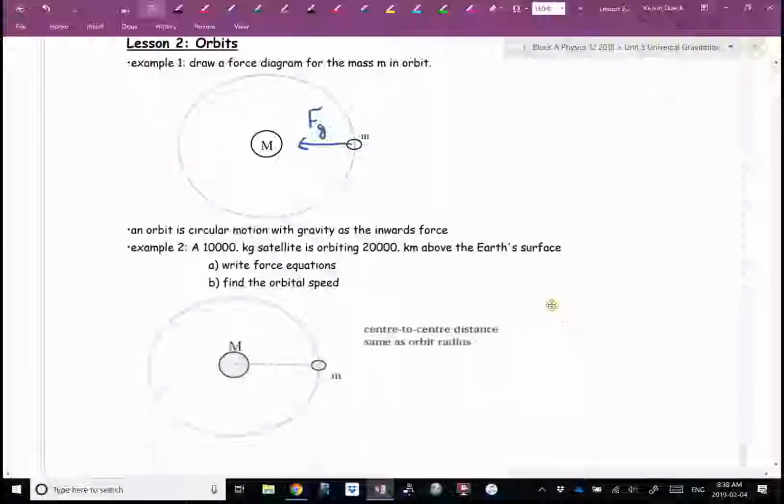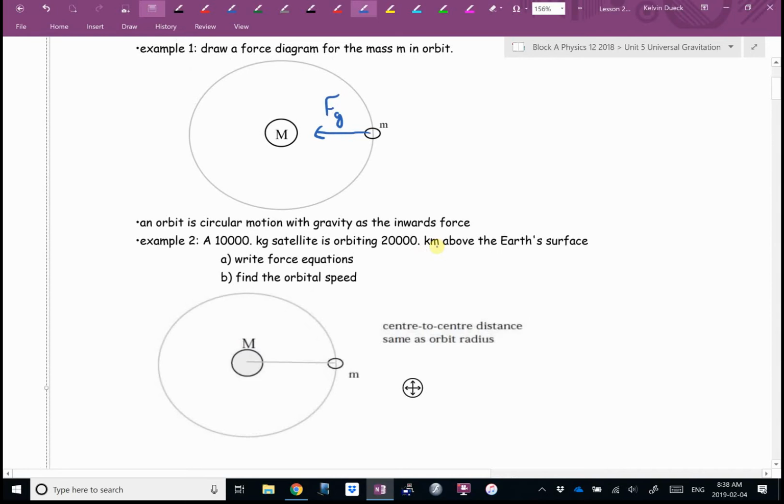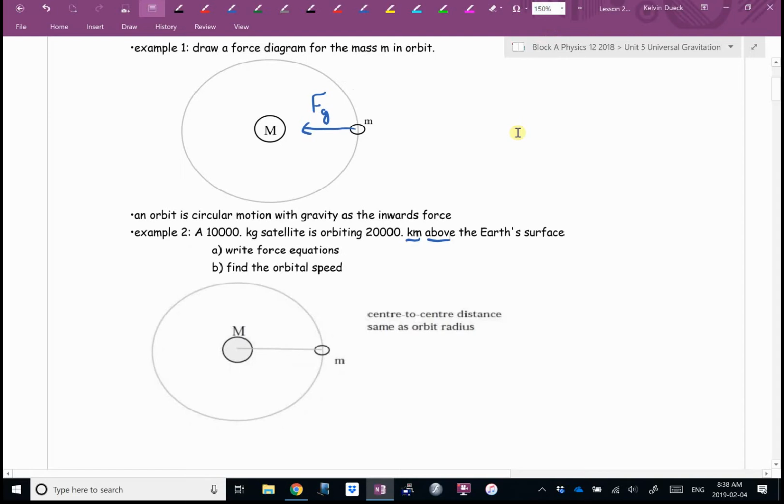So example 2, a 10,000 kilogram satellite is orbiting 20,000 kilometers above the Earth's surface. Do me a favor, underline kilometers and underline above. Those are going to be two important words. Part A says, write force equations. You're going to underline a third word, and the third trigger word is orbiting or orbit.